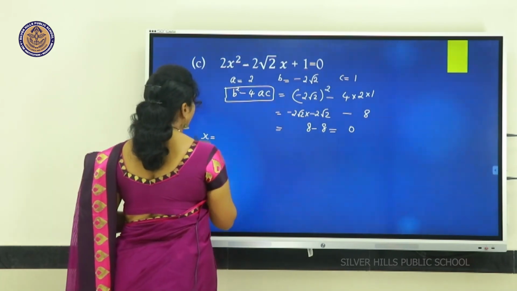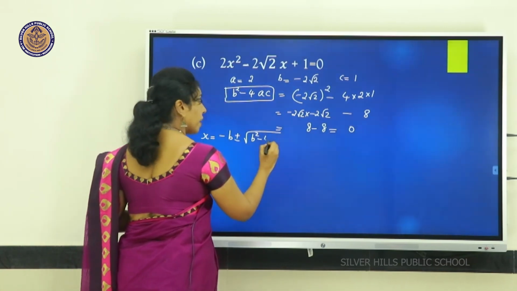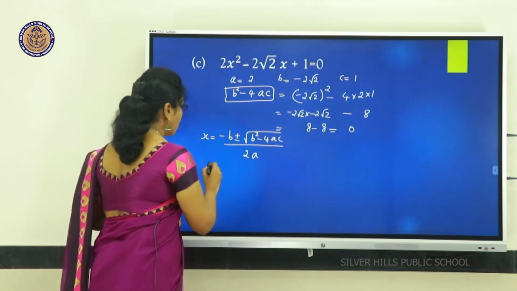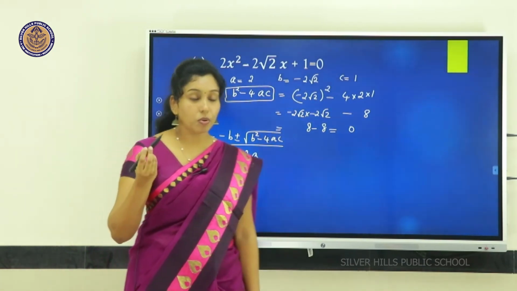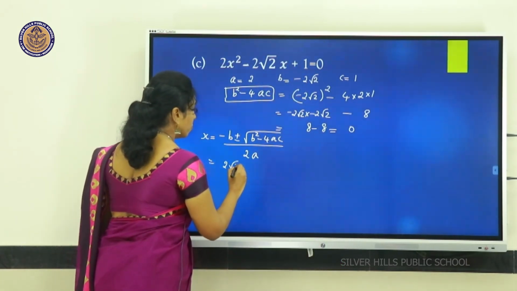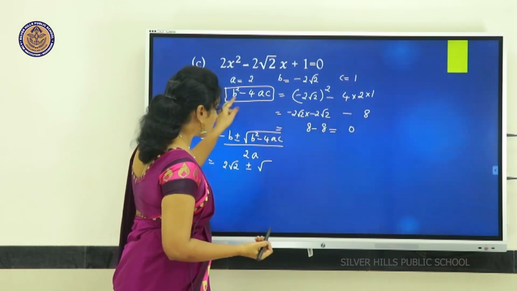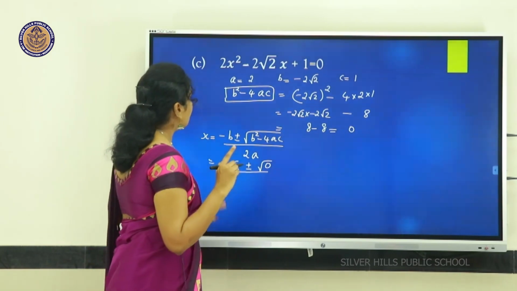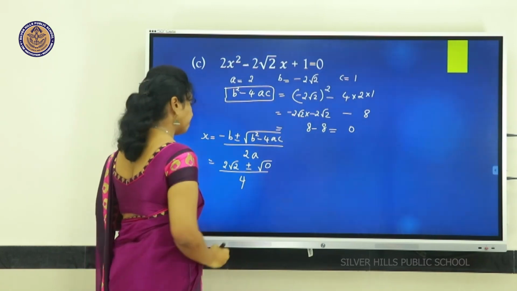x is equal to minus b plus or minus root of b square minus 4ac by 2a. That's equal to minus b. b is already minus, that is minus 2 root 2. So, minus b means it's 2 root 2. 2 root 2 plus or minus root of, what is the value of b square minus 4ac? It is 0, divided by 2 into a. So, a is 2. So, 2 into 2 you get 4.